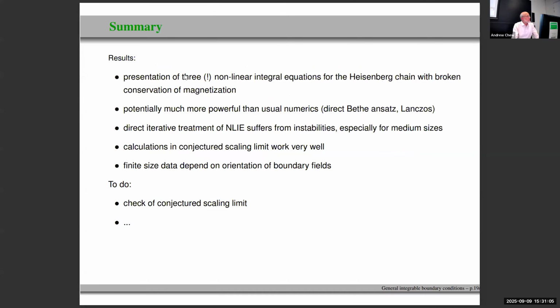So that's the end of my talk. I presented three nonlinear integral equations for the Heisenberg chain with broken conservation of magnetization, potentially much more useful than direct Bethe ansatz methods.